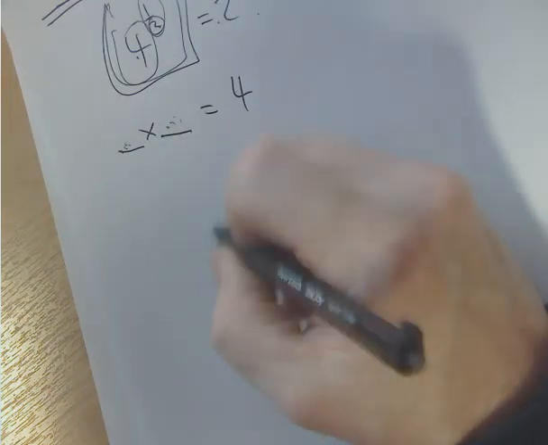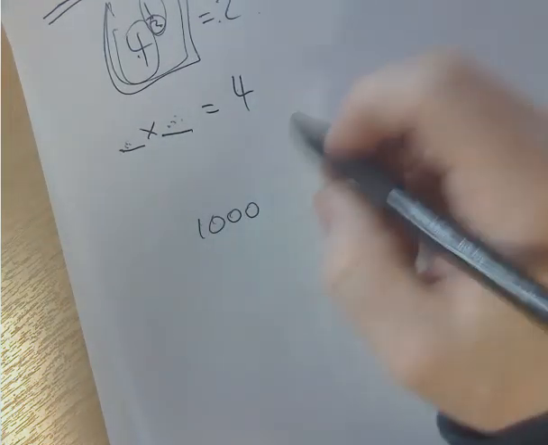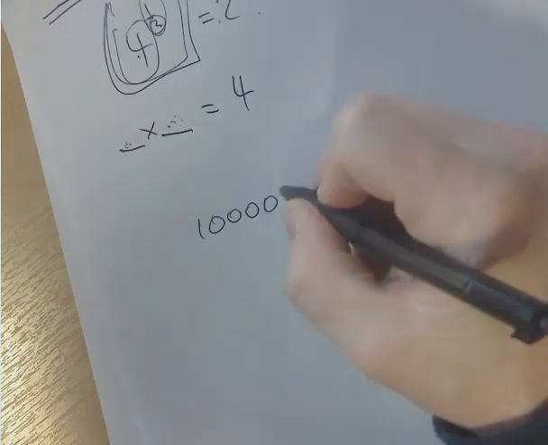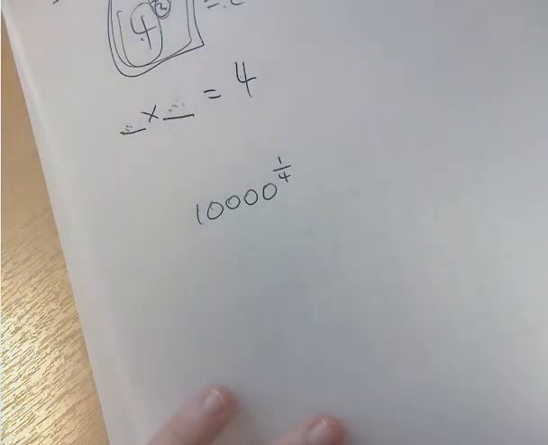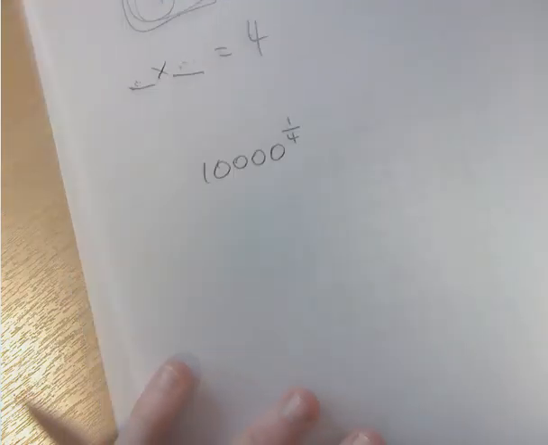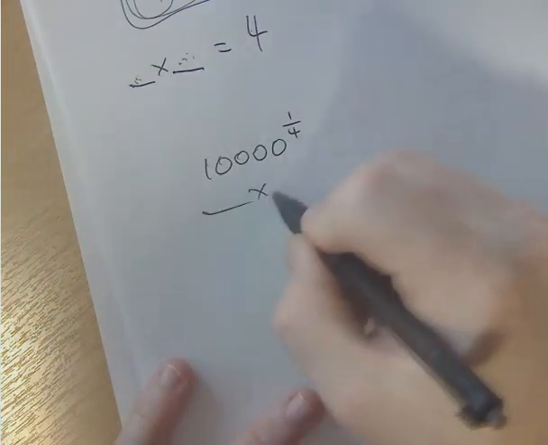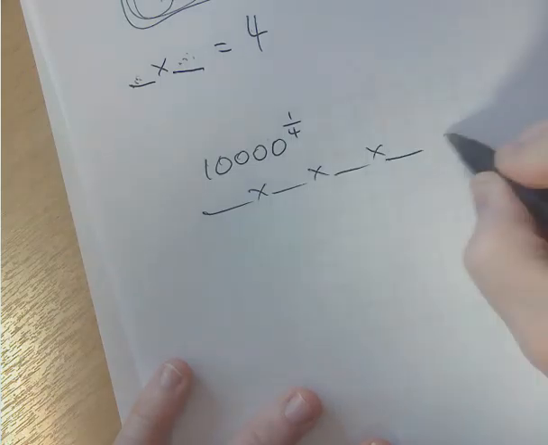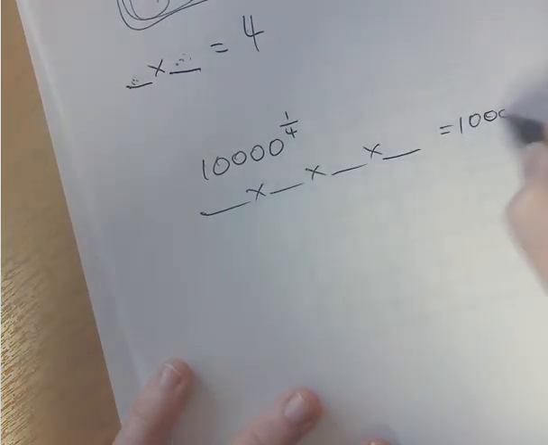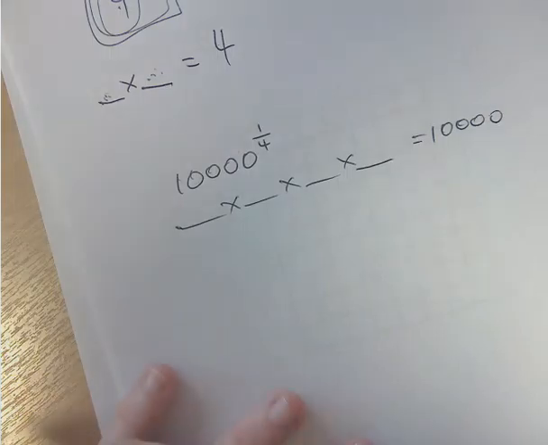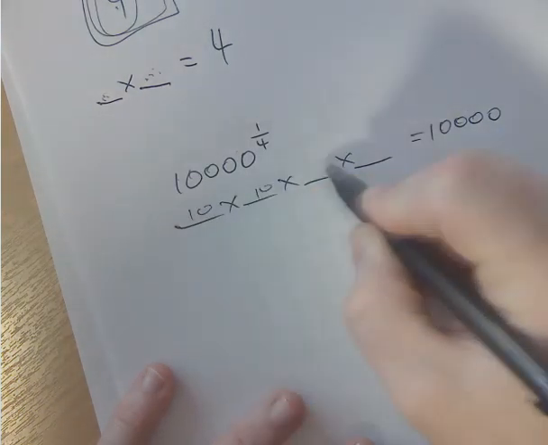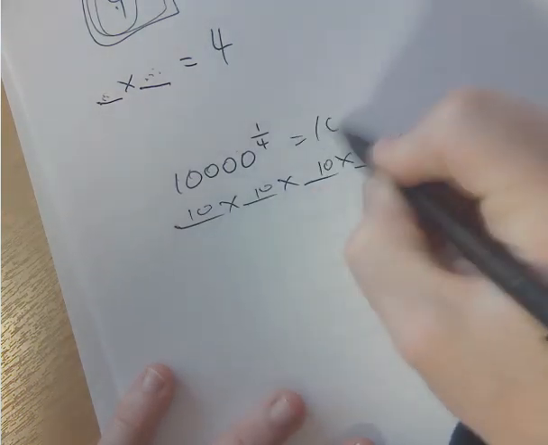So 10,000 to the power of a quarter. That means come up with a multiplication question where the answer is 10,000 and use the same number 4 times. Once you've come up with the number, just write it down. That's all you have to do.